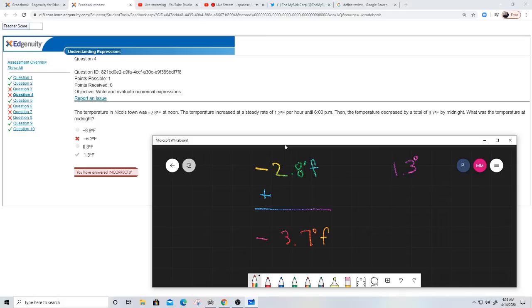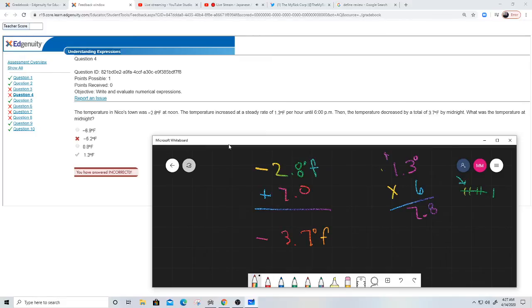So negative 2.8, good. Now, they said it increased at a rate of 1.3 degrees per hour till 6. So, how many hours was that? Well, it's noon. So, noon, and then 1 p.m., 2 p.m., 3 p.m., 4 p.m., 5 p.m., 6 p.m. That's 6 hours. So, for 6 hours, it's going up by this much. So, let's just multiply by 6. Alright, then that's 18, and then 6 times 1, 7. 7.8.